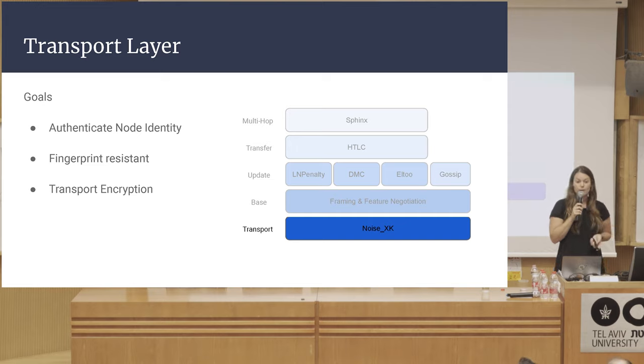We also want to do this in a way which is fingerprint resistant, which means that if I randomly connect to a node that I do not know in the network, I cannot obtain their ID from initiating this communication protocol. So you can't figure out who someone is just by brute force randomly connecting. And finally, we want transport encryption, which just makes sure that no one can read what we're transmitting. And we want the usual triad of confidentiality, integrity of messages, and authentication of nodes.